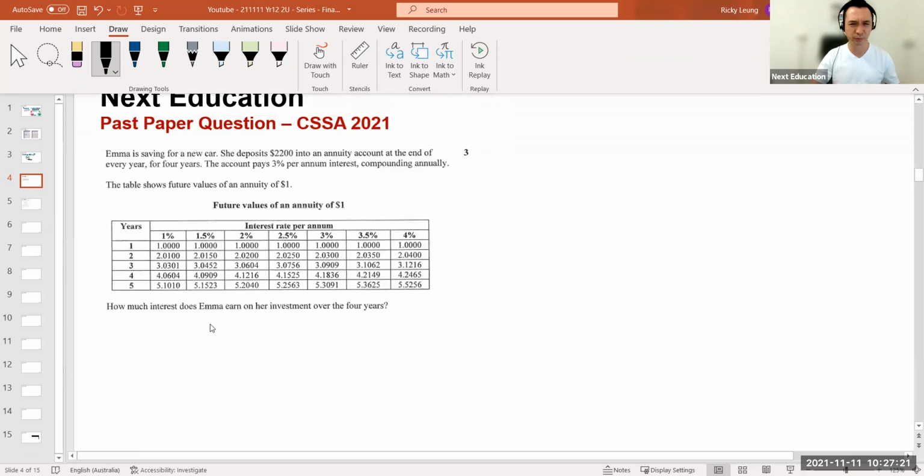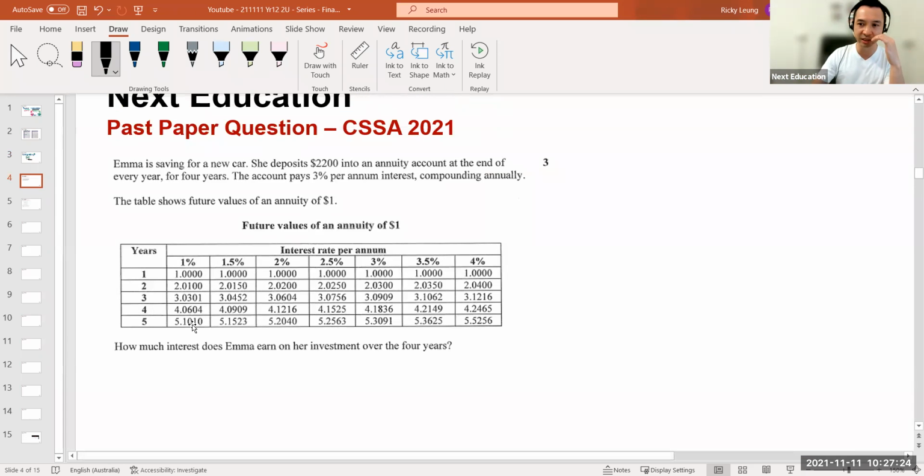This is from CSSA, 3 marks in this year's CSSA paper. Emma is saving up for a new car. She deposits $2,200 into an annuity account at the end of every year for 4 years. The account pays 3%. So that is R, and N is 4 years. The table shows the future values of 1. So this is a saving element.